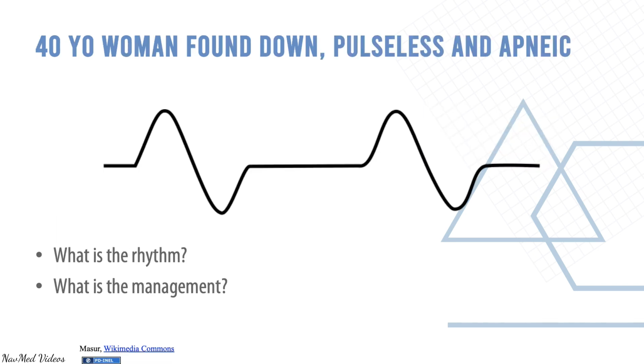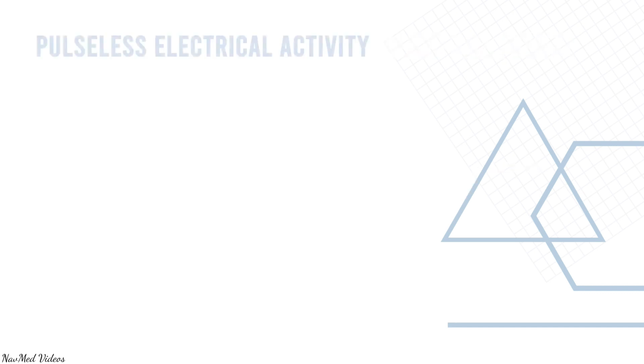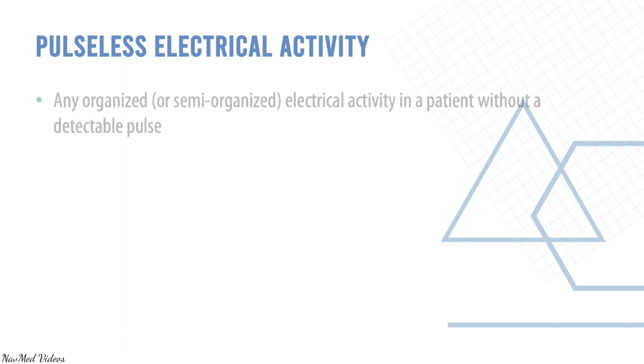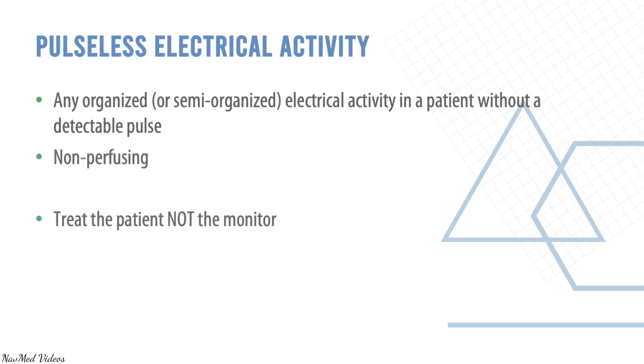40-year-old woman found down, pulseless and apneic. What's the rhythm? What's the management? Pulseless, found down, apneic. This is pulseless electrical activity. Any organized electrical activity in a patient without a detectable pulse is pulseless electrical activity. Non-perfusing. Treat the patient, not the monitor, and find the cause.